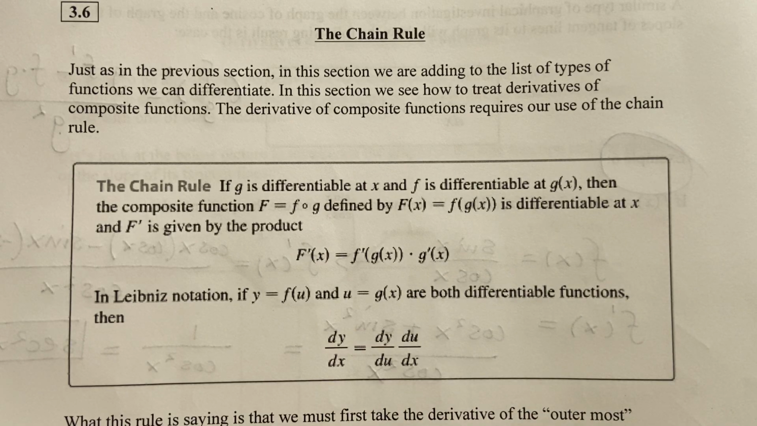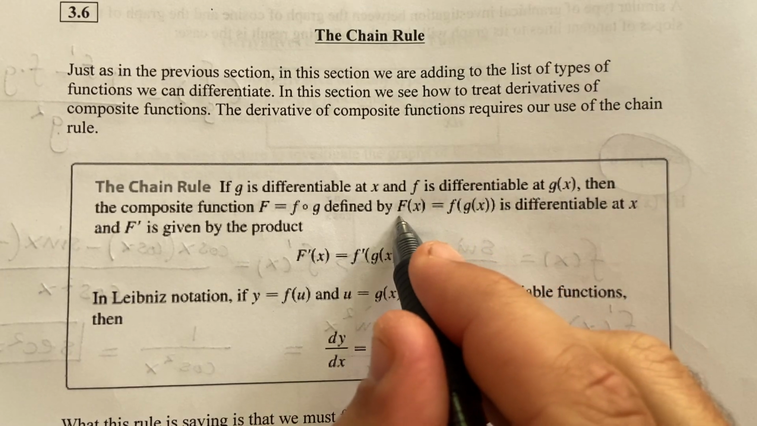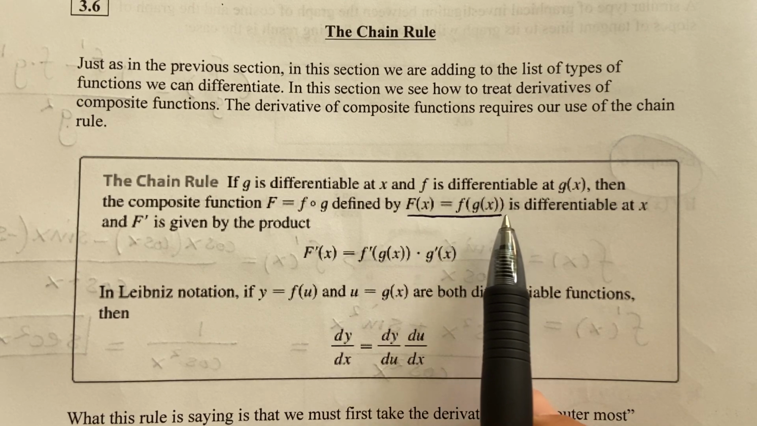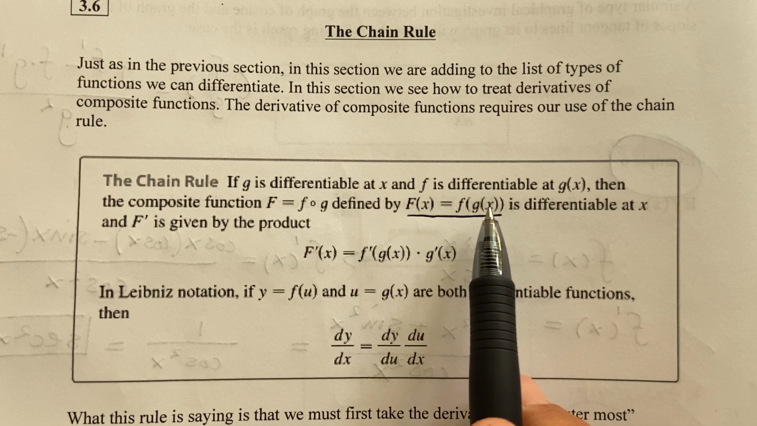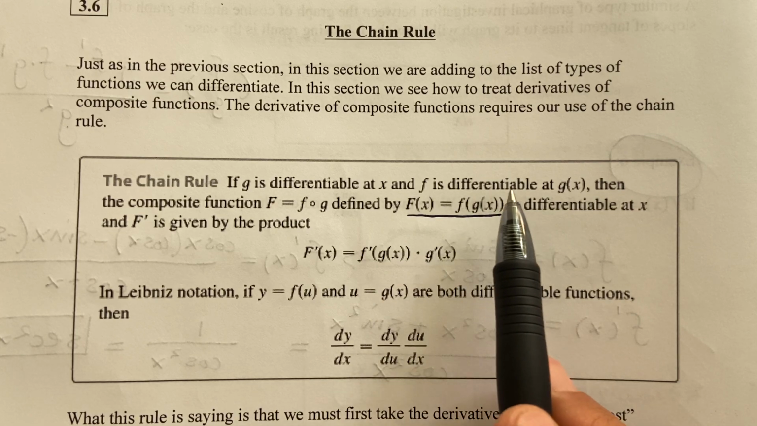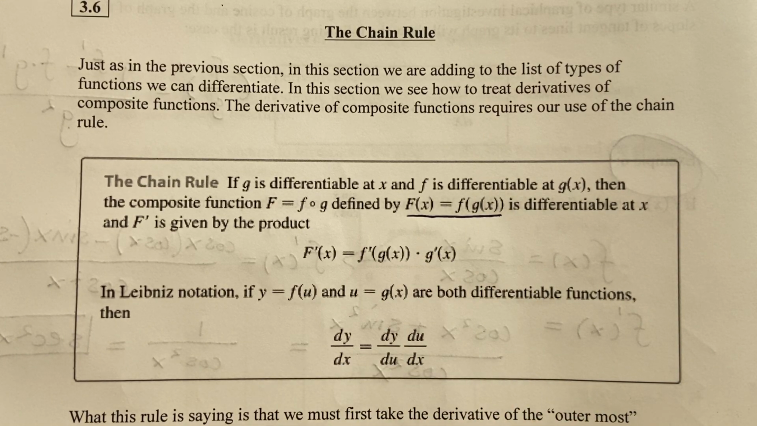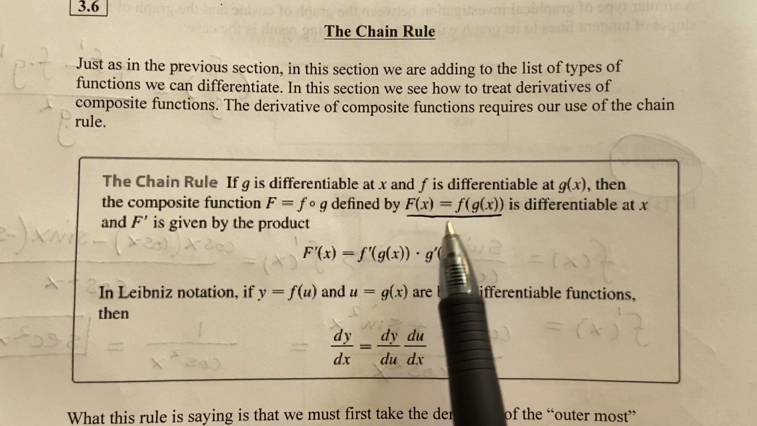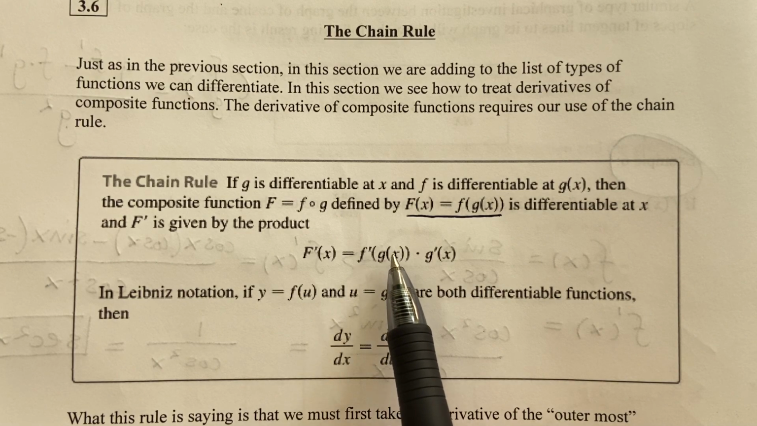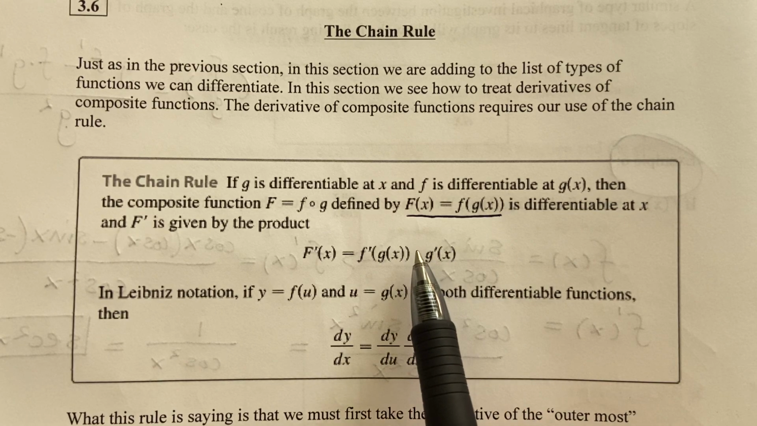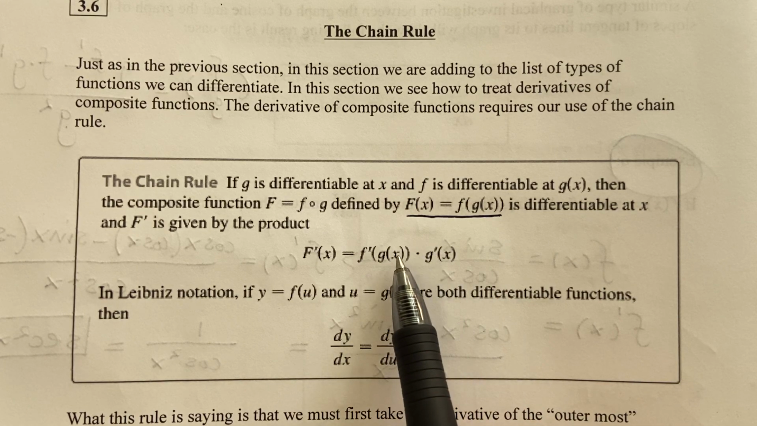So if you have a function, capital F, and you want to take its derivative, but capital F is not just any function, it's a composite function. So you have f composed with g of x. You have a function in a function creating yet another function, and you want its derivative. To find capital F prime, you take the derivative of the outer function, still composing that outer function as it was, but then we need to multiply by the derivative of the inner function.